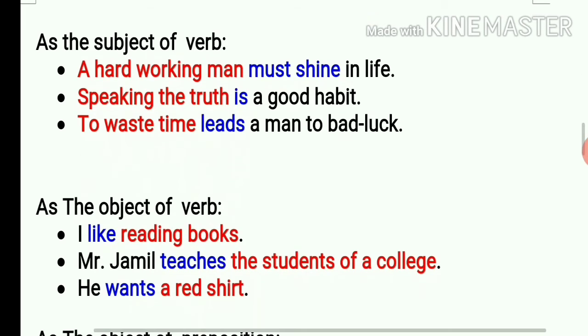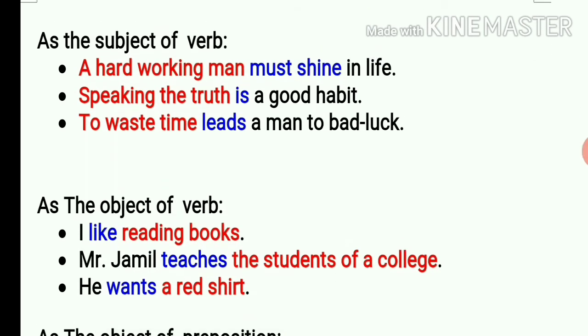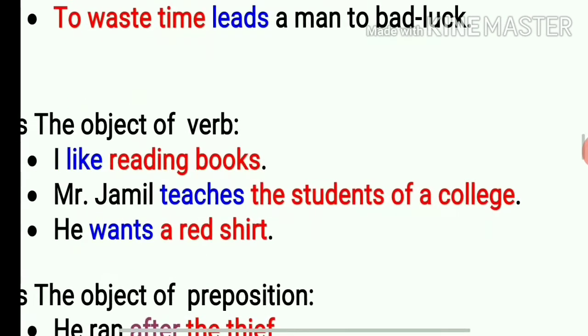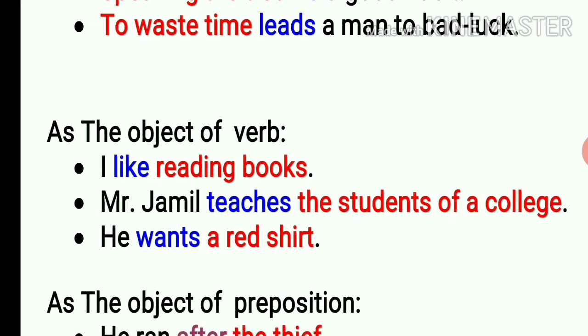Then the object of verb. The object of verbs, let's share some examples. The first one, I like reading books. Here, reading books is a noun phrase because it is headed by the noun books. And this noun phrase here serves as the object of the verb like.